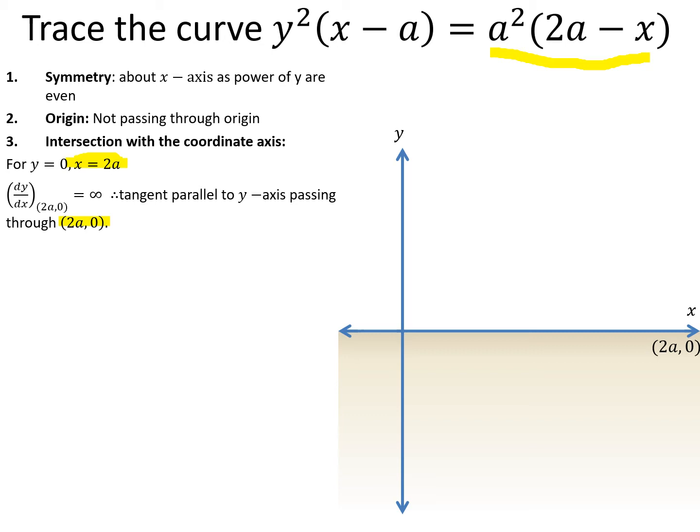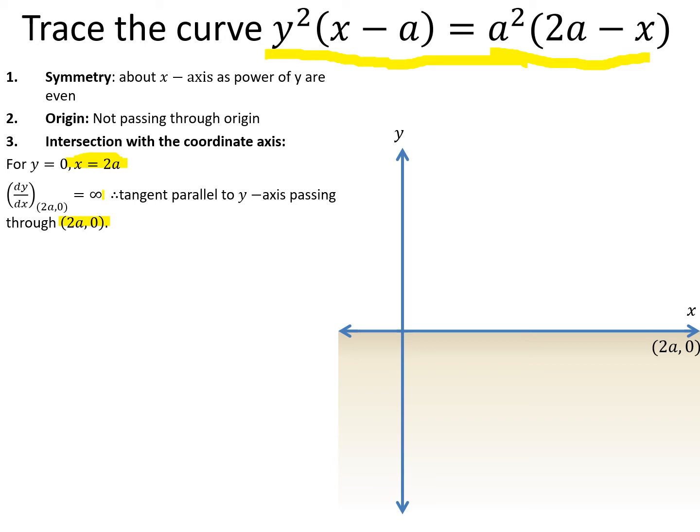So to find the tangent, what do we have to do? We have to differentiate this whole equation with respect to x. You have to find y square, and all x terms you can take on the right hand side and then differentiate. Then the differentiation of y square will be 2y dy by dx. Now just find dy by dx and put the value of x as 2a and y as 0. If you do this, then you will get that dy by dx at the point (2a, 0) is infinity.